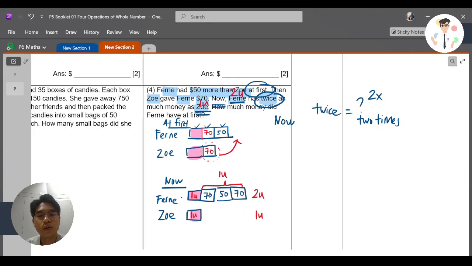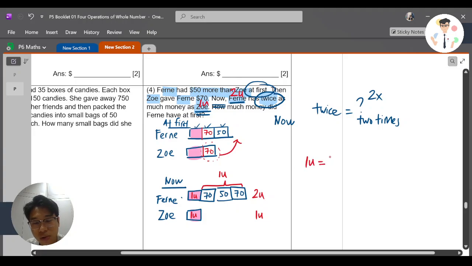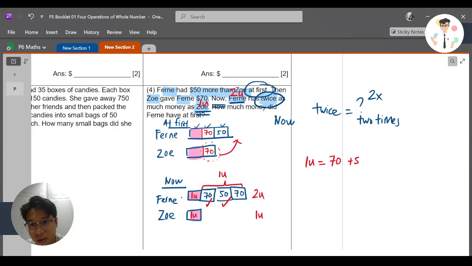But teacher, this one is so long, this one is so short. How can it be the same? Yeah, because my drawing is not nice. Okay, sorry. But it's the same. Just that because I don't know how much money, that's why when I draw at first, my estimation is not that nice. Okay, so I now know that 1 unit is equal to 70 plus 50 plus 70, which is equivalent to 190.